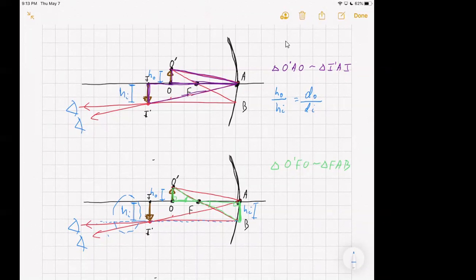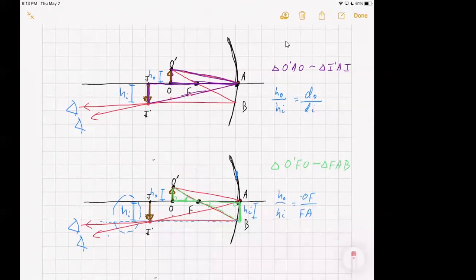Once again, we have two similar triangles, and we can say HO over HI, the vertical sides, this time need to equal OF over FA, the horizontal sides. But what is OF? OF is the distance from here to here. I'm sorry, I didn't draw that very well.